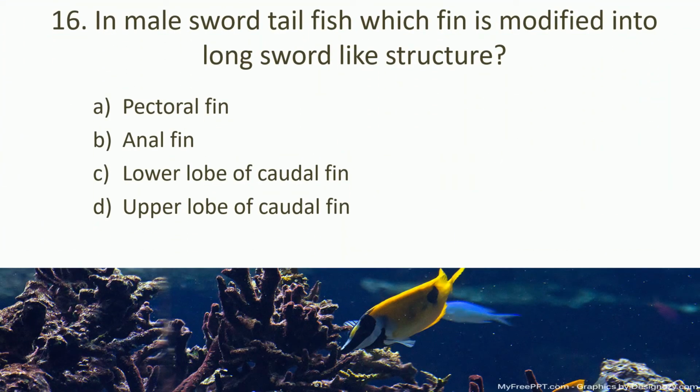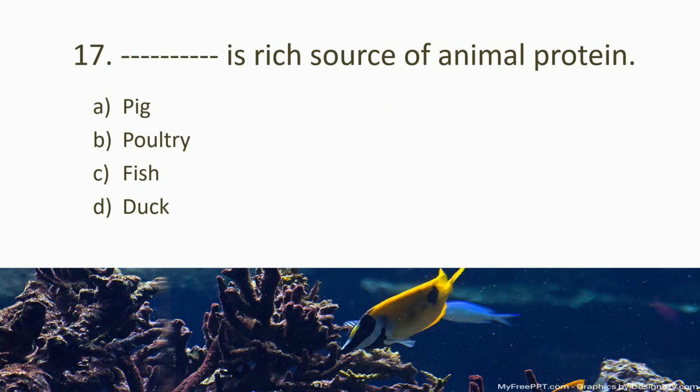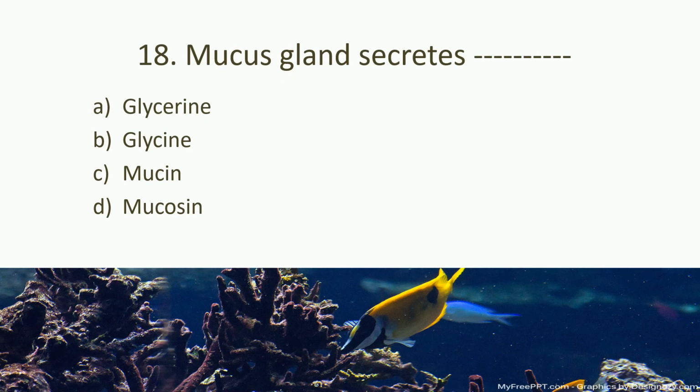16. In male swordtail fish, which fin is modified into a long sword-like structure that is a distinguishing character? A option, pectoral fin, anal fin, lower lobe of caudal fin, upper lobe of caudal fin, and the right answer is lower lobe of caudal fin. Dash is a rich source of animal protein: pea, poultry, fish, and ducks. These are all sources of protein of animal origin, but fish is a rich source of animal protein. Mucus gland secretes A, glycerin, glycine, mucin, and mucosine. And the right answer is mucin.